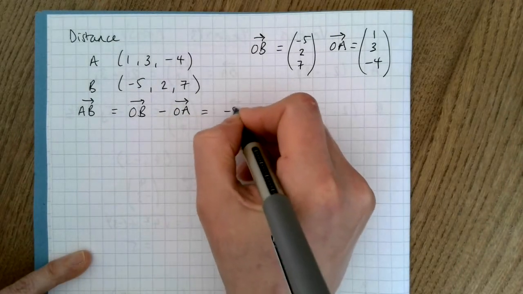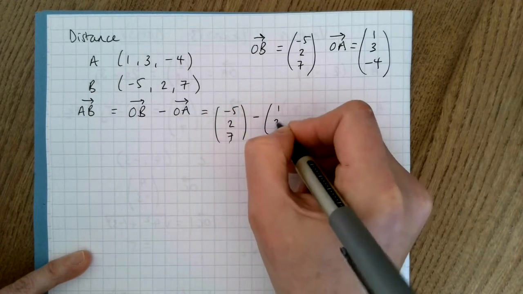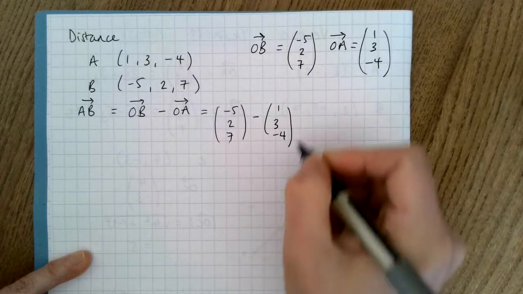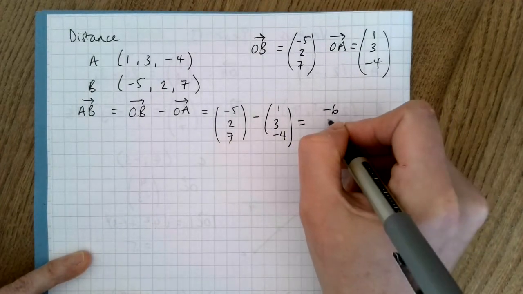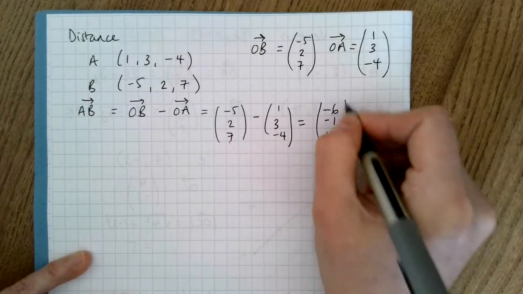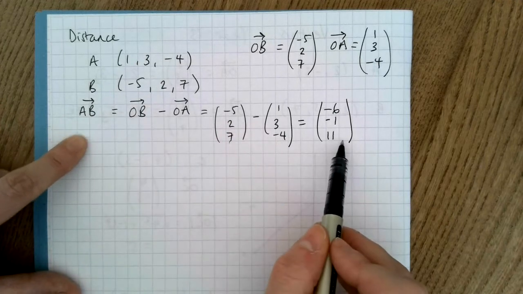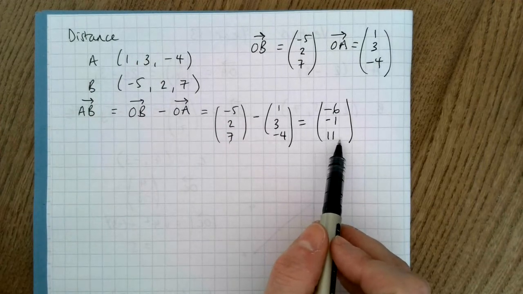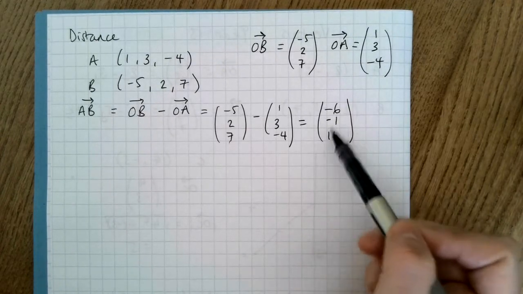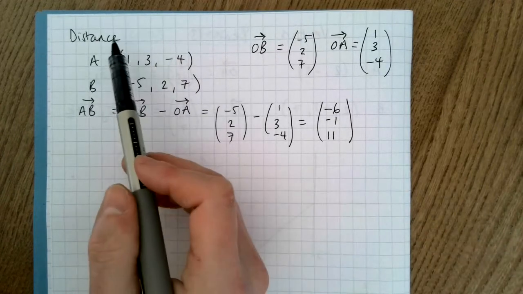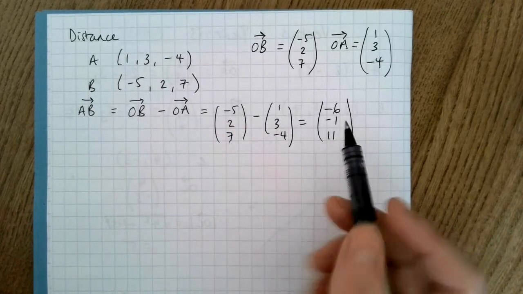So minus 5, 2, 7, take away 1, 3, minus 4. That's minus 6, minus 1, 11. So the vector that gets me from that coordinate to that coordinate there is minus 6, minus 1, 11. So now I've got the vector that gets me from one coordinate to the other, and to find the distance between these 2 points, I just need to find the magnitude of that.